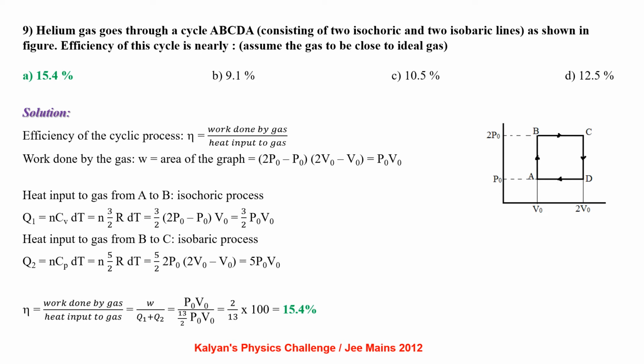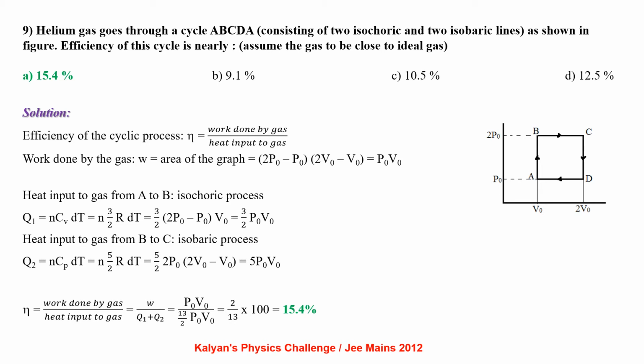Helium gas goes through a cycle ABCDA consisting of 2 isochoric and 2 isobaric lines as shown in the figure. Efficiency of this cycle is nearly: efficiency of the cyclic process, eta, equals work done by the gas by heat input to the gas. Work done by the gas is the area under the graph, that is W equals (2P0 minus P0) times (2V0 minus V0). That comes out to be P0 V0.